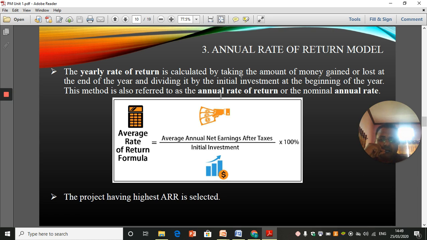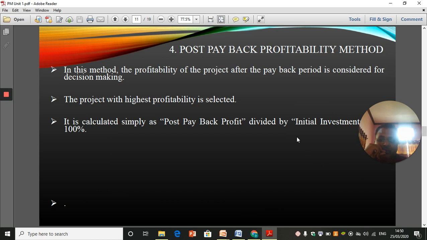Yearly rate of return is calculated by taking the amount of money gained or lost at the end of the year and dividing it by initial investment at the beginning of the year. For example, you've got net profit after tax for the next 5 years. You make an average of that. So you find out average net profit, and then you divide it by initial investment and multiply by 100%. So you get annual rate of return, also known as average rate of return, accounting rate of return. The selection criteria is a project having high ARR is selected. Then next one is post payback profitability method.